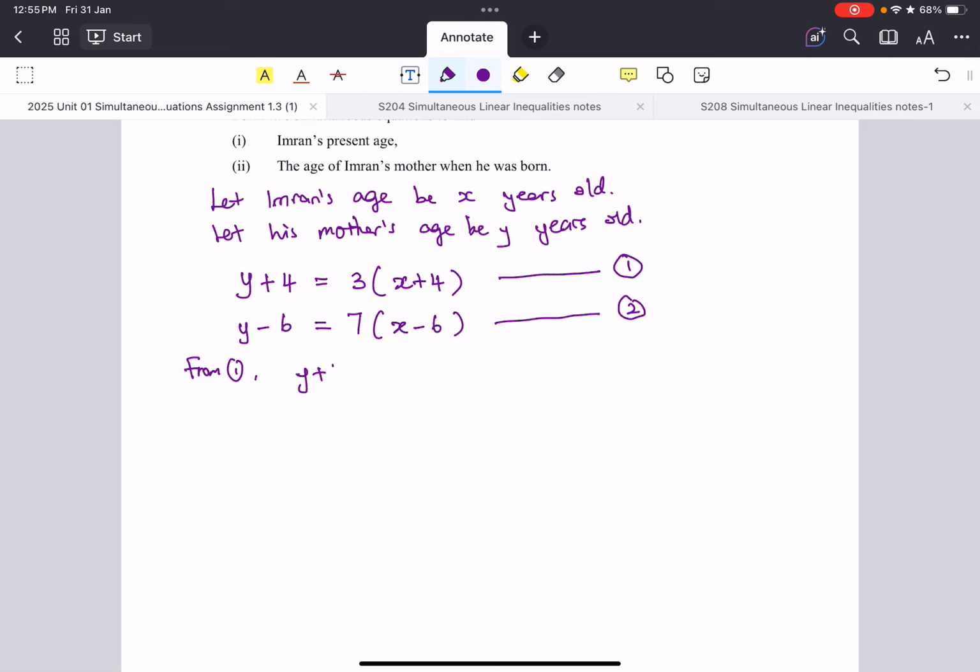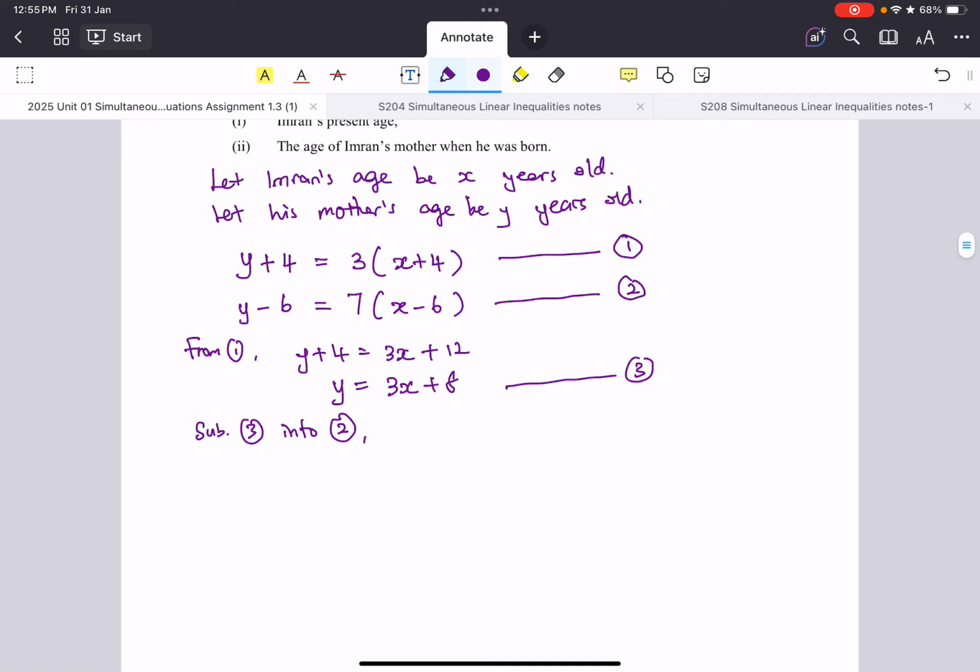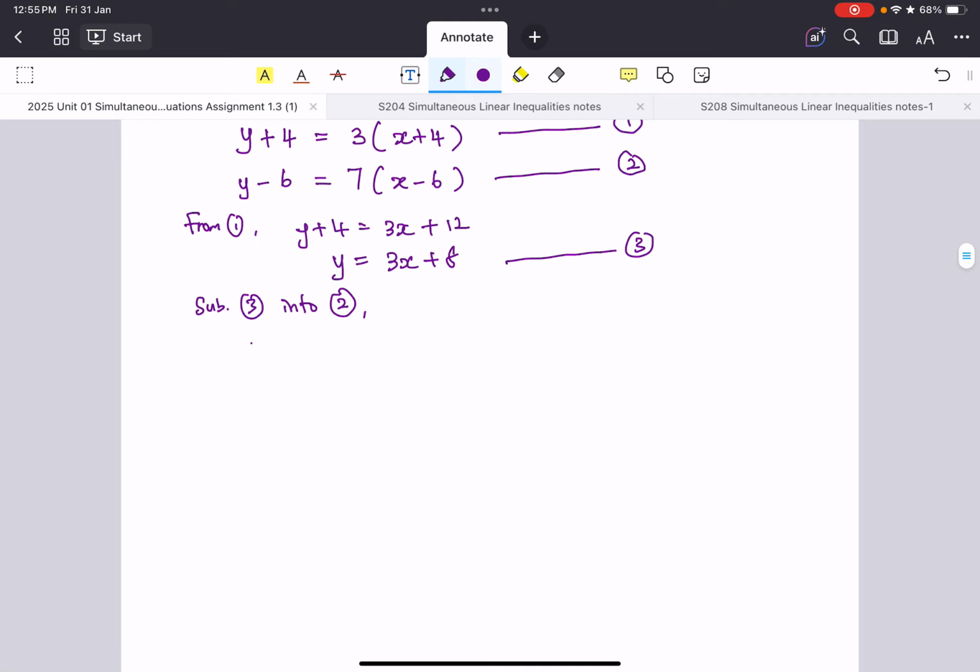Right, we have Y plus 4 equals to 3X plus 12. That will be Y equals to 3X plus 8. We can call this equation 3. And what I'm going to do next is I'm going to substitute equation 3 into equation 2. Let's do that. So we have Y is now 3X plus 8 minus 6 equals to 7X minus 42. I can do that, right?